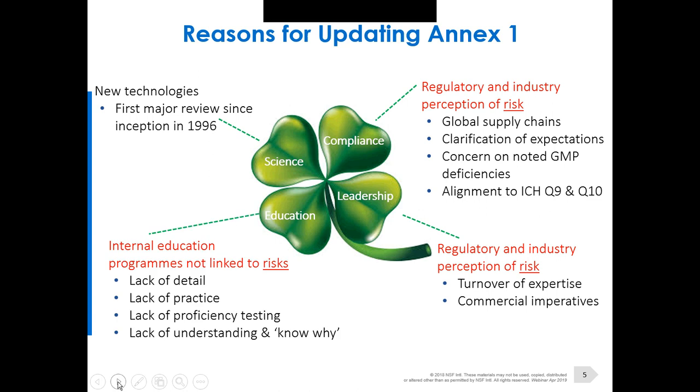Finally, there was a perception from the regulators from a variety of inspections around the world that internal education programs that are so important to developing that expertise in-house lack detail, or they lack practice, or indeed had no proficiency testing at all. And once the initial questions around the procedures and record sheets were posed and answered, there was a clear lack of understanding, a clear lack of know why from some of the respondents. So there was a real need to update Annex 1.